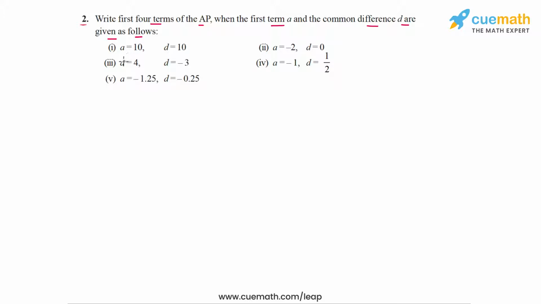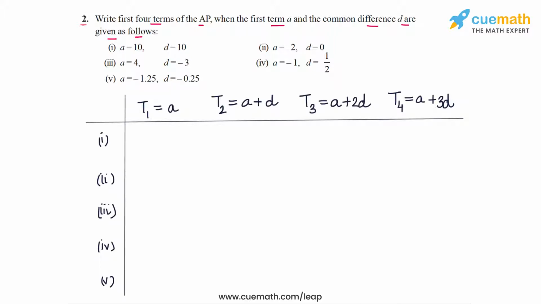So what I'm going to do is I'm going to write the answers in a table format like this. On the left column we have the 5 parts that we have to solve, and on the top row we have the first 4 terms. So look at this carefully.